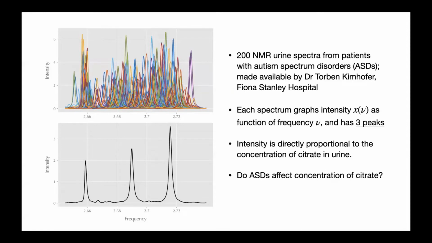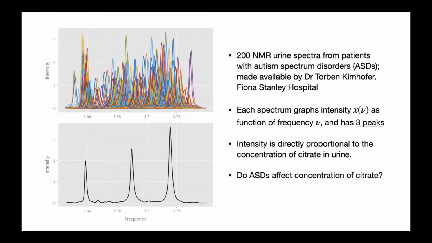So what we're looking at is a sample of 200 NMR urine spectra from patients with autism spectrum disorders. And this is a group of disorders which includes autism and Asperger's syndrome. This dataset was made available to me by Dr. Torben Kim Hover from Fiona Stanley Hospital here in Perth. Each spectrum graphs intensity as a function of frequency and consists of 3 well-defined peaks, which identify the presence of citric acid in urine. The intensity of each of the peaks is directly proportional to the concentration of the citric acid in the urine cycle.